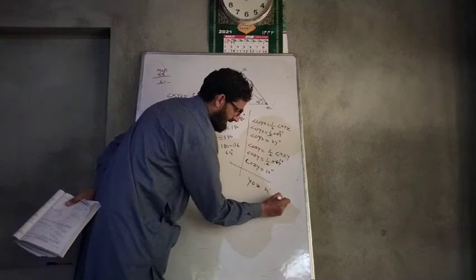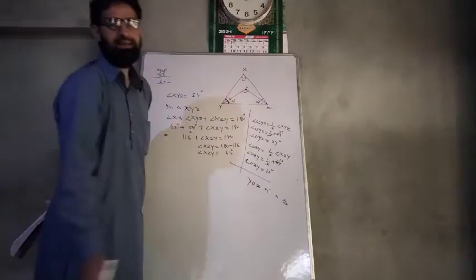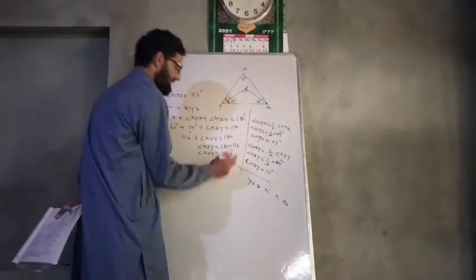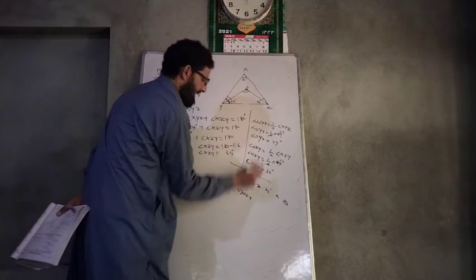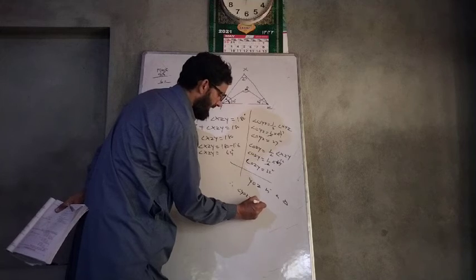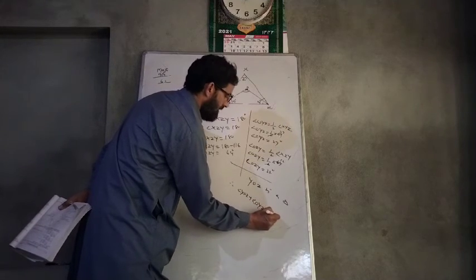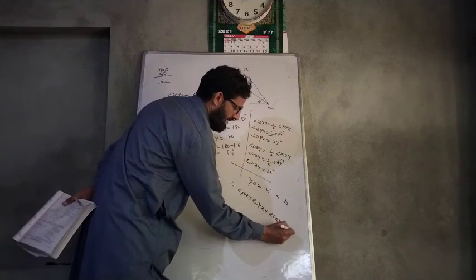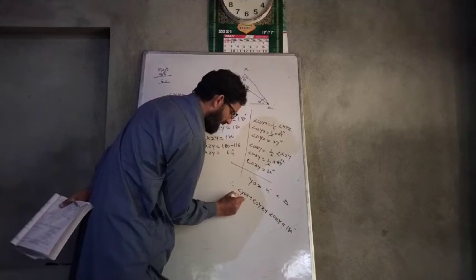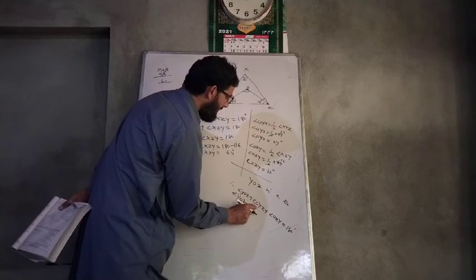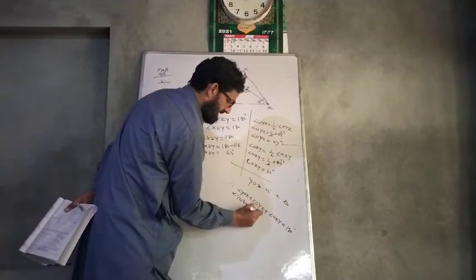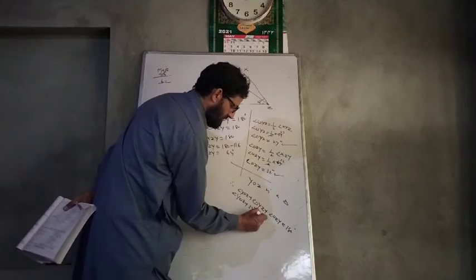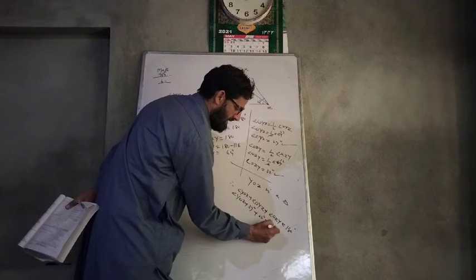Now YOZ is a triangle, and we know the sum of angles of a triangle is equal to 180. Therefore, angle YOZ plus angle OYZ plus angle OZY is equal to 180. So angle YOZ plus OYZ, this is 27 degrees, plus OZY, this is 32 degrees, is equal to 180.